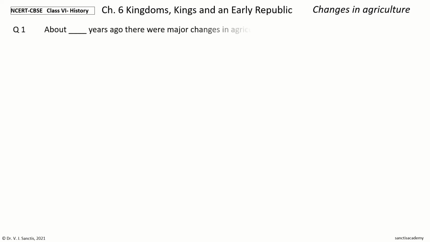Question 1. About dash years ago, there were major changes in agriculture. The options are 1500, 2500, 3500, 4500. Your time to choose. And the answer is 2500. So, about 2500 years ago, there were major changes in agriculture.